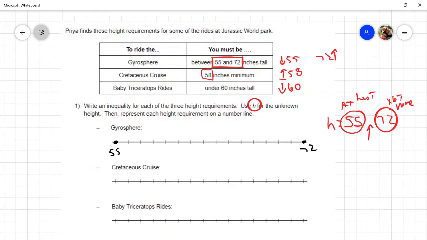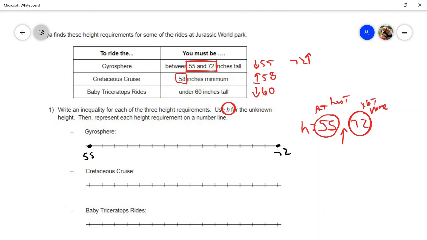Now, that's not what I want to do. There we go. I need to be between 55 and 72 inches. I'm going to include 55 and include 72. Okay? So my height needs to be greater than or equal to 55, and my height needs to be less than or equal to 72.